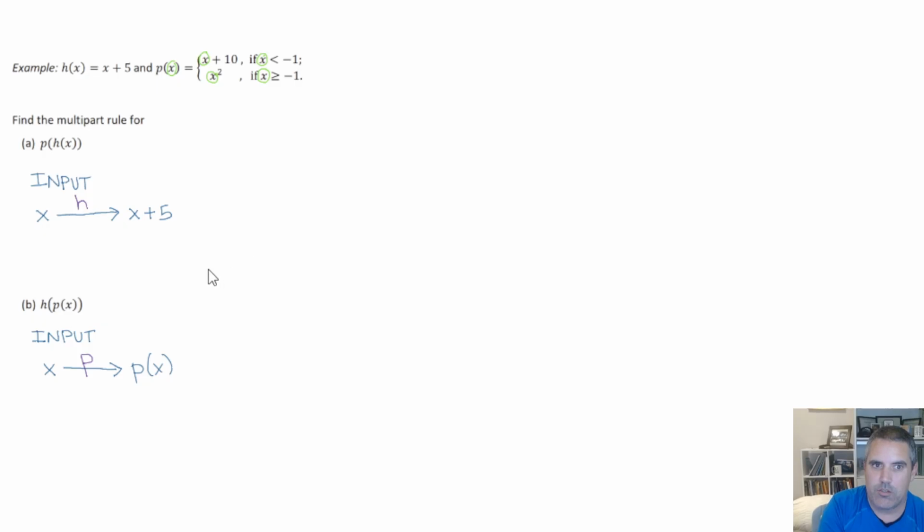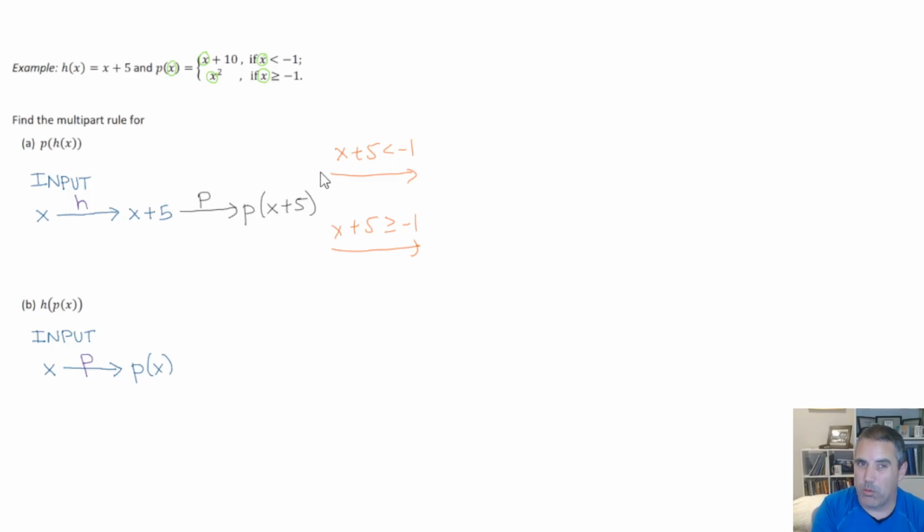So now we branch. So we're going to plug into p, but whatever we're plugging in has to go in those spots. So there's two possibilities. You could even just write that we're going to do p of x plus 5 if that helps you. But that's the moment we have to branch. So two possibilities, and they depend on whether the input is less than -1 or greater than or equal to -1.